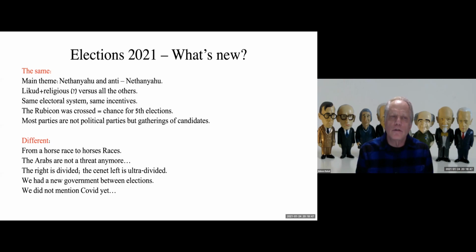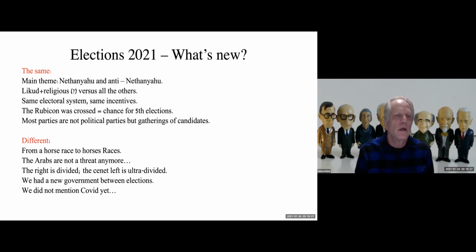We have the same electoral system. We have the same incentives. It's very important to remember that electoral systems create incentives for voters and for politicians. So the same electoral system is there and gives the same incentives. For example, we have another week in which we will see many political parties come together in order not to waste votes, in order to be sure that they are going to pass the threshold. So they will come together, and this has to do with the electoral system.